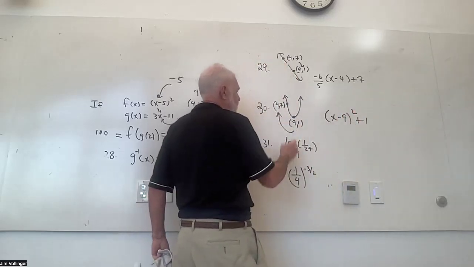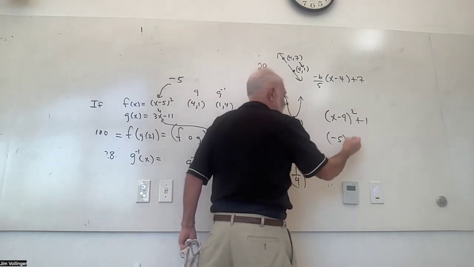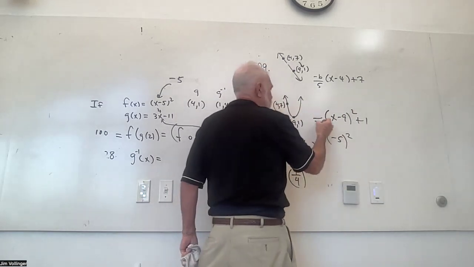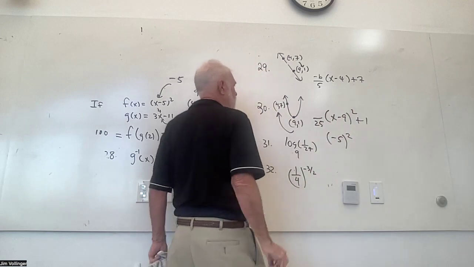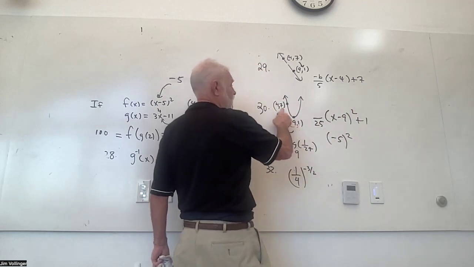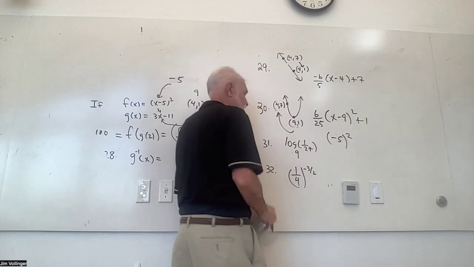Quadratic change from 9 to -4 is -5, but the quadratic change is 25 units. So I have to get rid of that 25. And how do I get from 1 to 7? I'm going to go up 6. So that's that function.